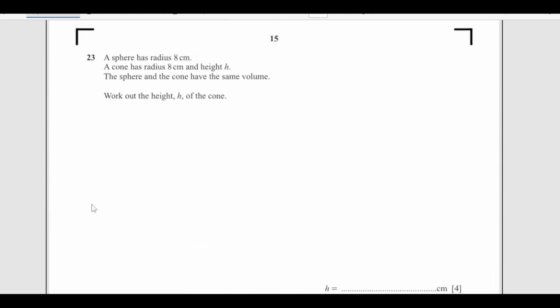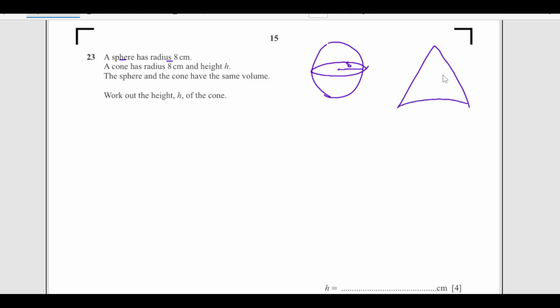Now, number 23, a sphere has radius 8 centimeter. Okay. We have a sphere, you know, sphere is a three-dimensional shape like this, and it has radius of 8 centimeter, okay. And a cone has radius 8 centimeter. There is another shape, conical. So, it has radius 8 centimeter again, and height is h. This is h. The sphere and cone have the same volume. So, their volume is same, right. Volume V1, V2 both are same.